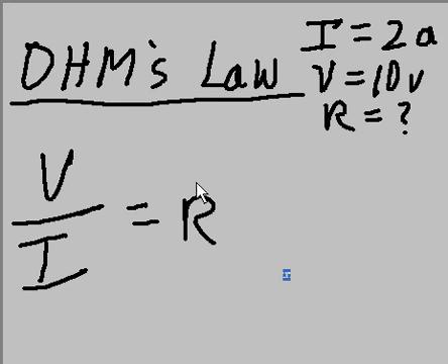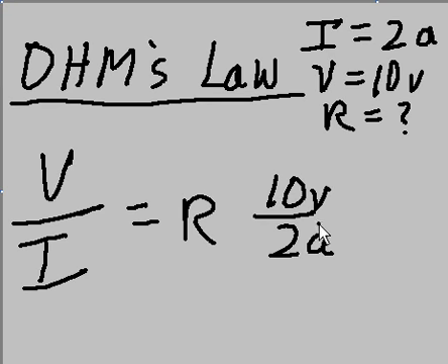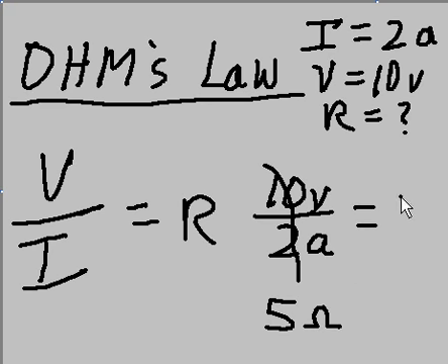Now, let's substitute. V is 10 volts, I is 2 amps, 10 over 2 evaluates to 5, voltage over amps evaluates to ohms. So, resistance equals 5 ohms.